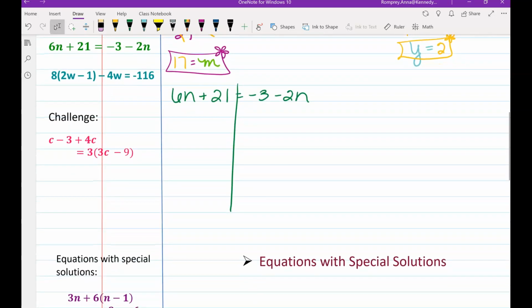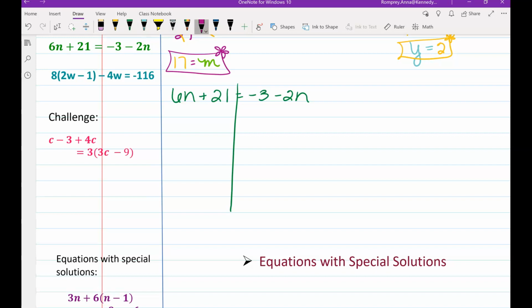So 6n plus 21 equals negative 3 minus 2n. Okay. No, I don't see anything to distribute. There's no parentheses. So if I look at the left side, 6n plus 21, like terms? Nope. How about the right side? Negative 3 and negative 2n. Not like terms. Okay. So what we need to do is we need to get all of our variables on one side and everything else on the other.